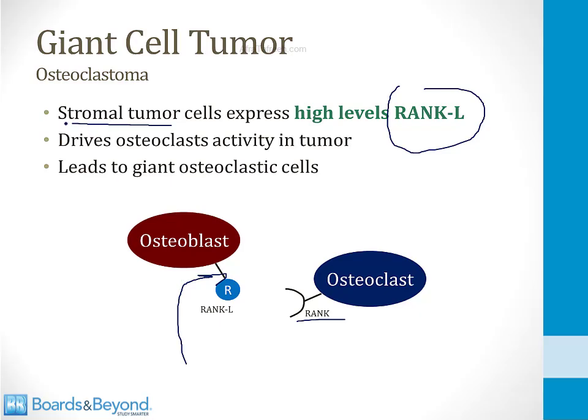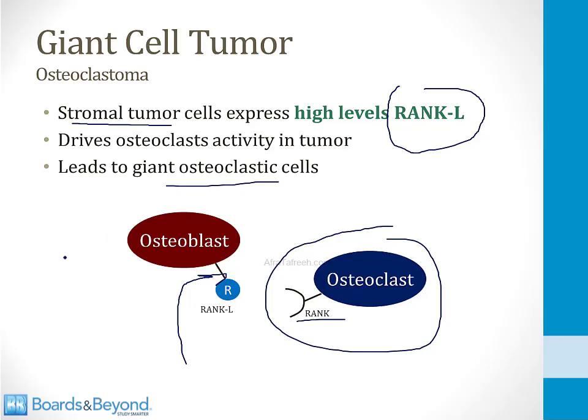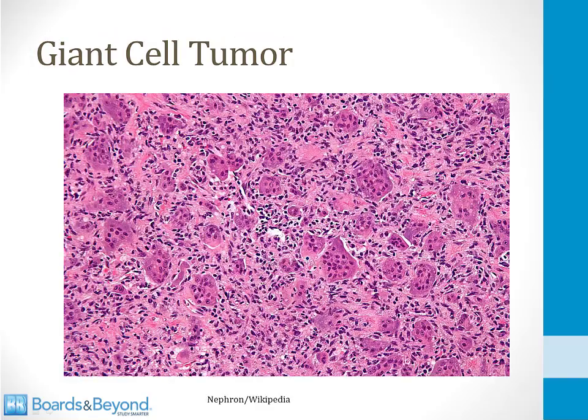In giant cell tumors, the stromal cells, which are connective tissue cells, express this RANK ligand at very high levels, and this drives growth of the osteoclasts in the tumor, and this is what leads to the giant osteoclastic cells seen in giant cell tumors. Here's a picture of what these tumors look like under the microscope. You can see these big multinucleated cells, which are osteoclasts.